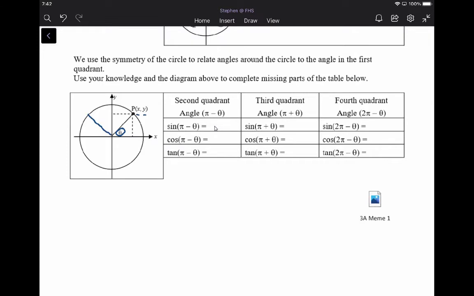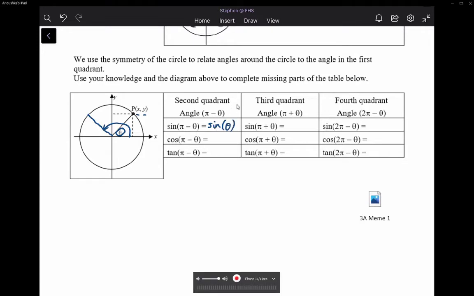In other words, to get from the 0 angle all the way to that angle, we basically have pi minus theta as our angle. And as we saw on the calculator diagram before, that angle right there gives us the same sine value as the first quadrant. In other words, sine of pi minus theta is just sine of theta.